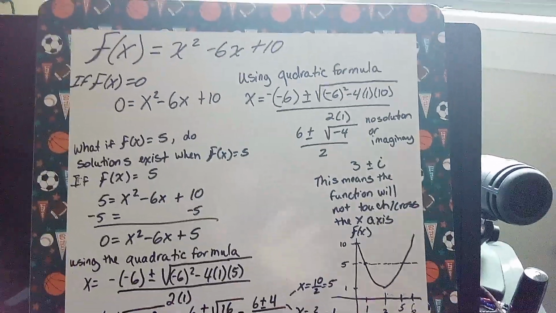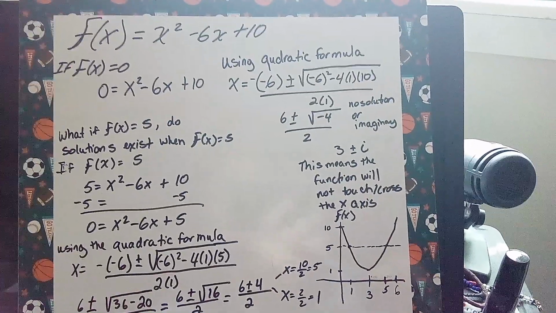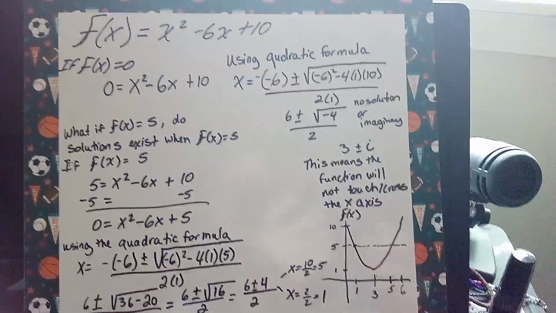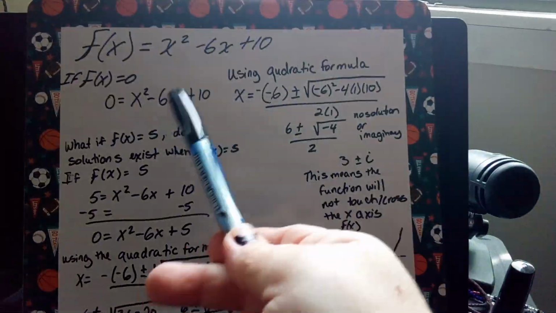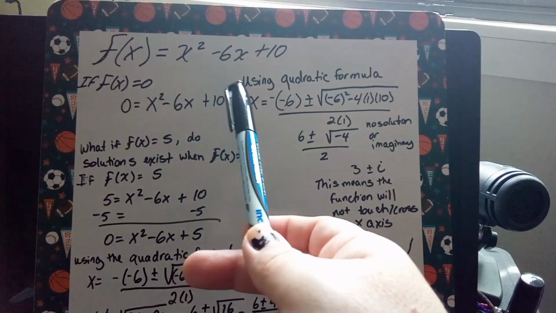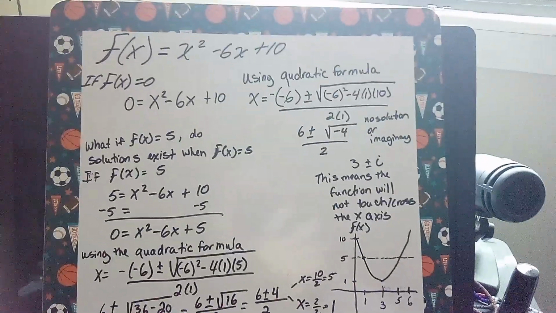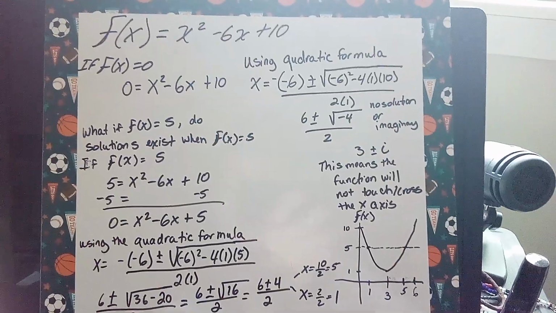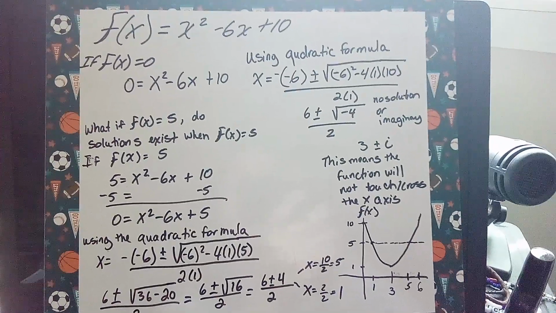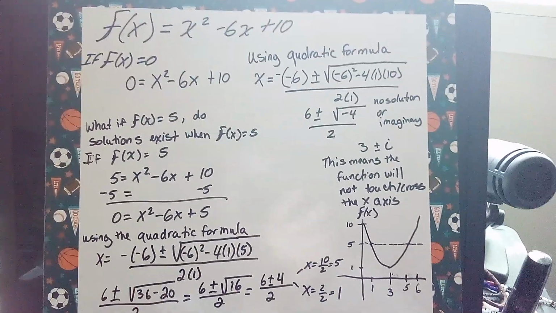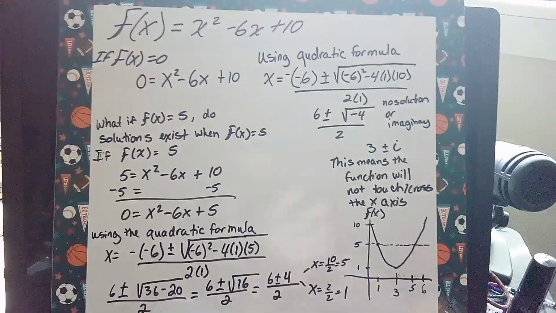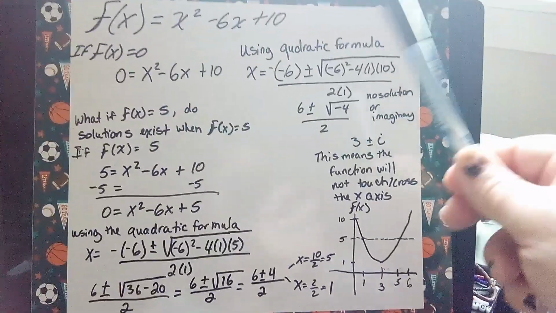Let's go back to looking at the example of a quadratic function. In this case, we have the quadratic function x squared minus 6x plus 10. Now, if we let f of x equal 0, we get the quadratic equation in standard form, and we can use any method to solve it. In this case, I'm using the quadratic formula.